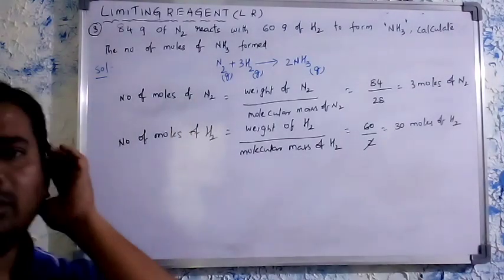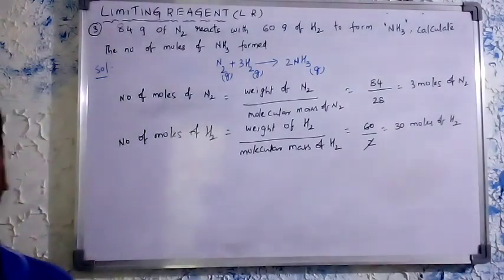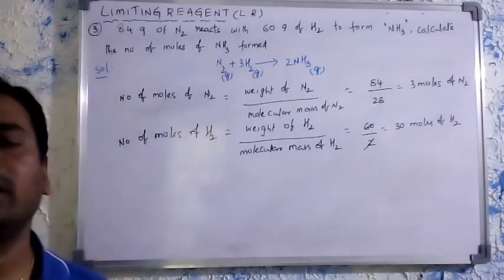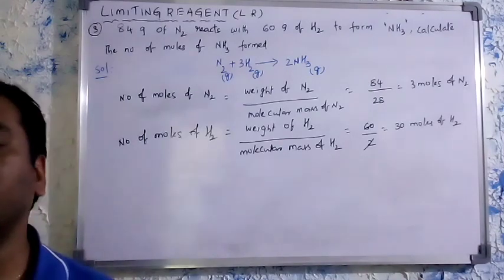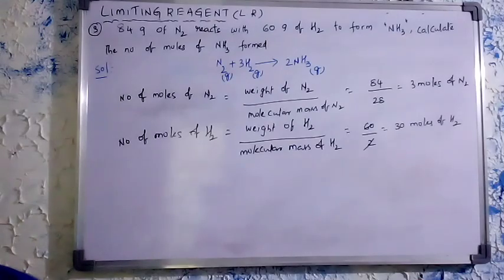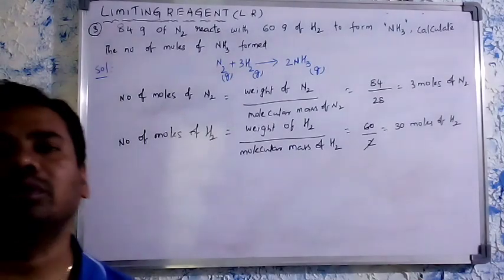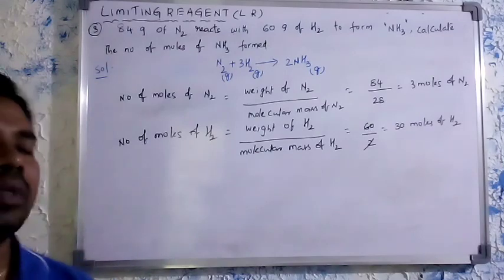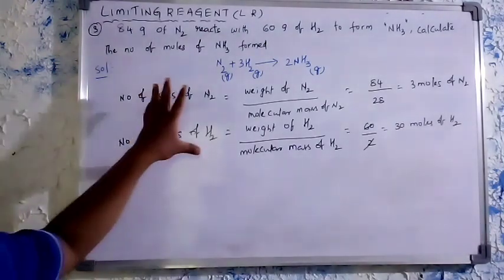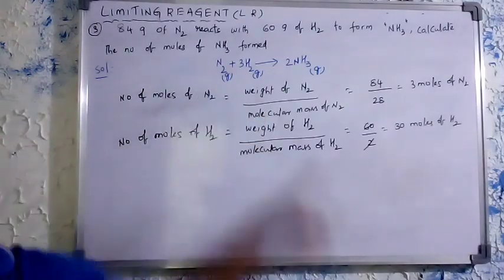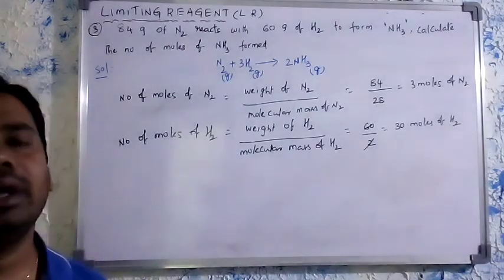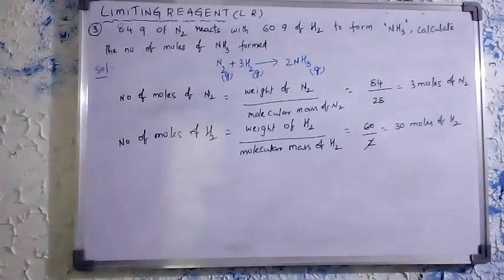Here, see the problem. In previous problems, the number of moles of A and X reacted with B and Y to form a product of various amounts, and we calculated the number of moles of a product, the limiting reagent, and the excess reagent. But here the number of moles of nitrogen and hydrogen reacting with each other to form ammonia as a product is not given.